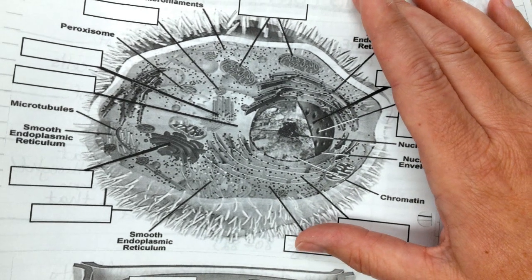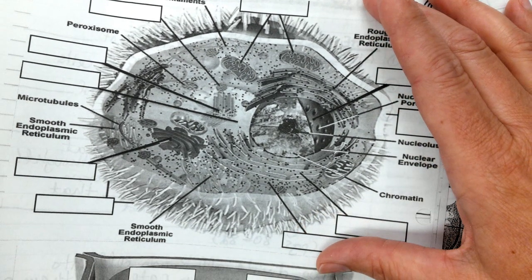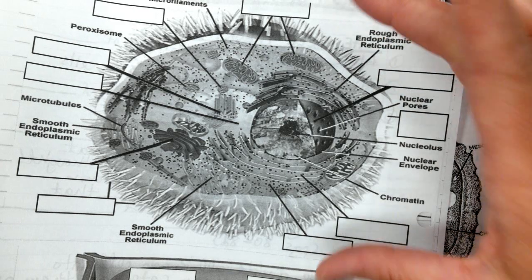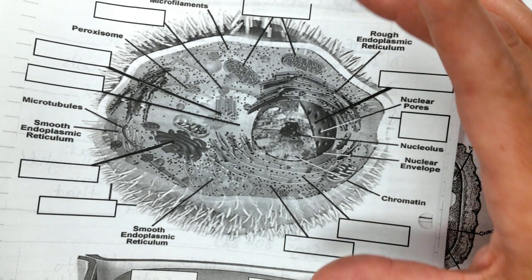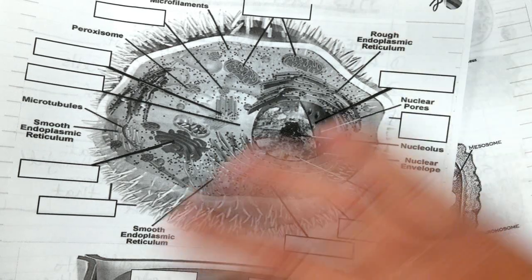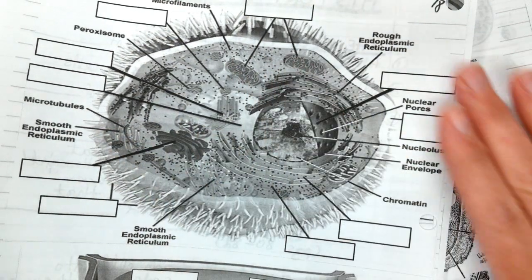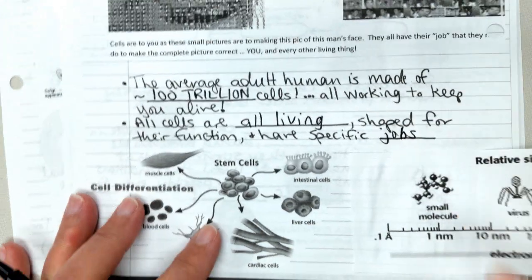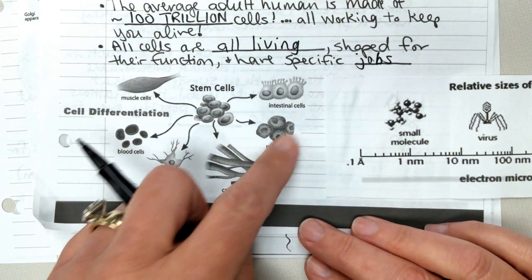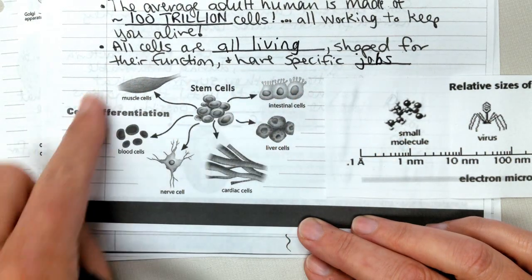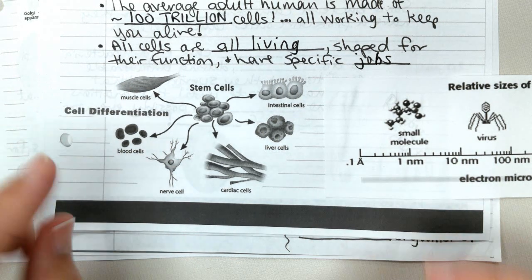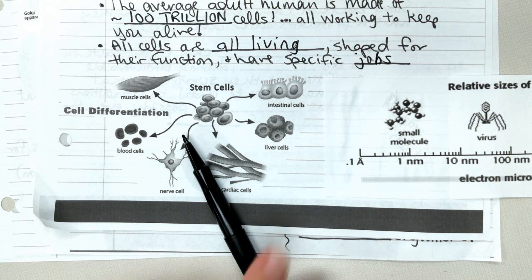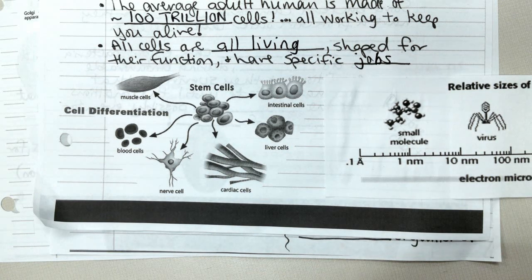Y'all, I can't even tell you how many different microscopes of cells I've looked at. Never have I ever seen a cell that looks like this. It's just a good representation of all the things that can be in an animal cell. This is a better representation of what your cells can look like. And they are shaped for their job. They are shaped differently, but they all came from stem cells.